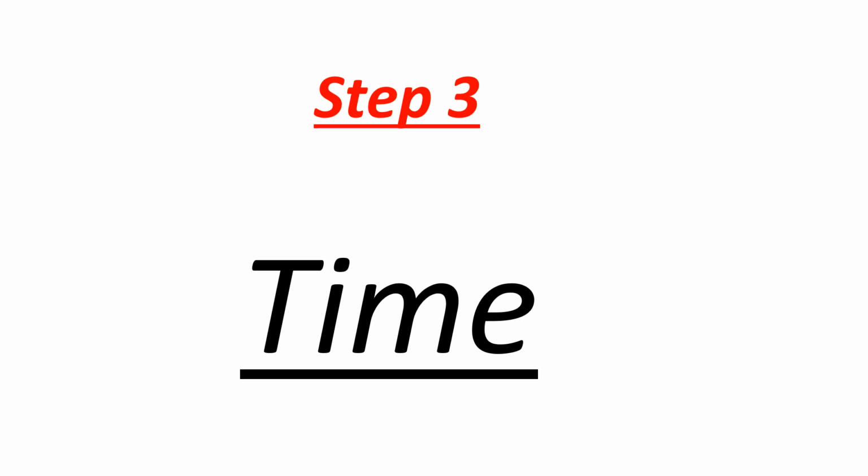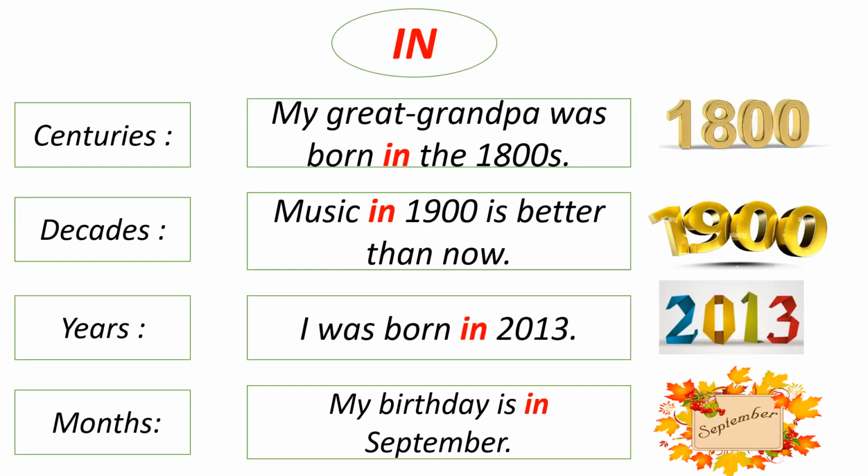Step 3. It's about time. We use the preposition in to talk about centuries. For example, my great grandpa was born in the 1800s. So we use the preposition in to talk about centuries. I think my great grandpa was born in the 1800s.